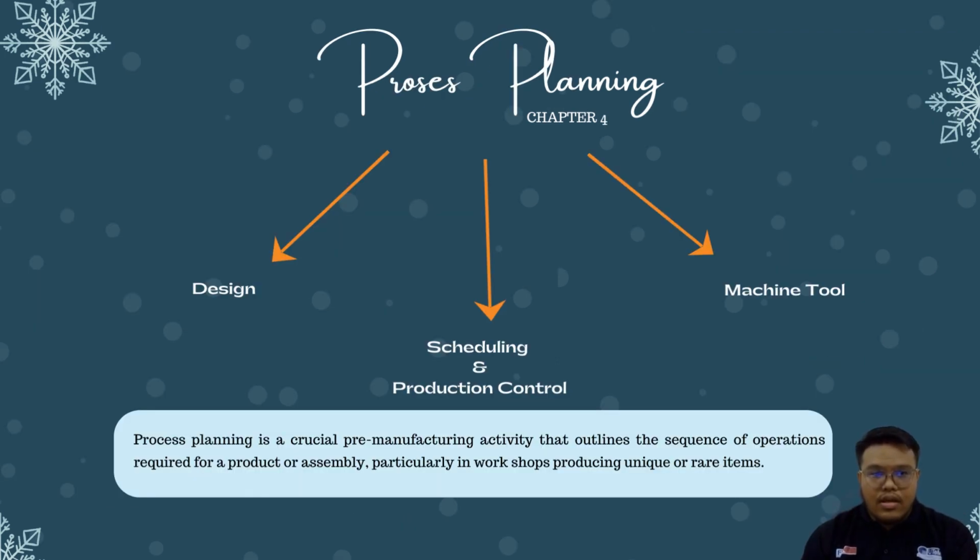The process planning of this project. First, we design the product, and then scheduling and production control, and lastly, machine tools. Process planning is a crucial pre-manufacturing activity that outlines the sequence of the operations required for a product or assembly, particularly in a workshop producing unique or rare items.